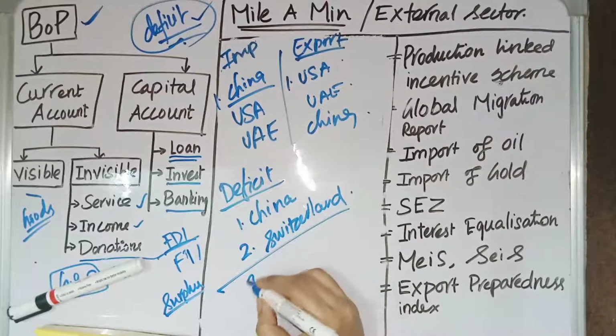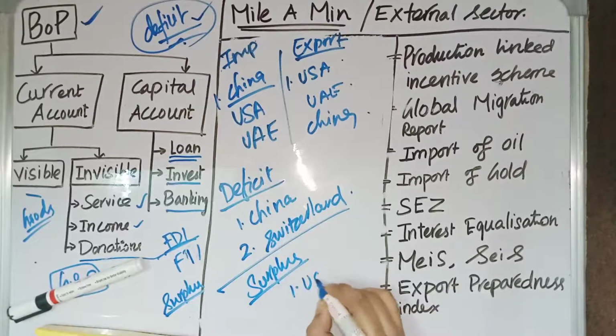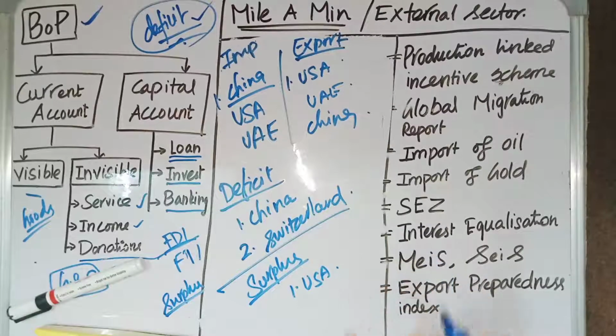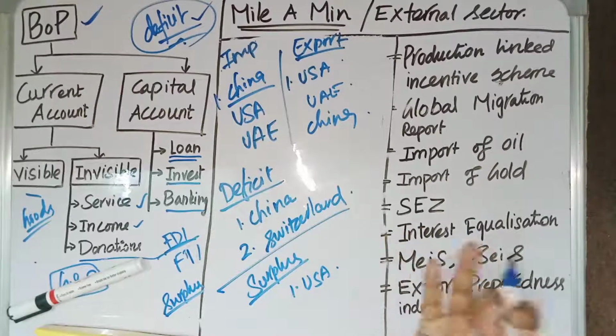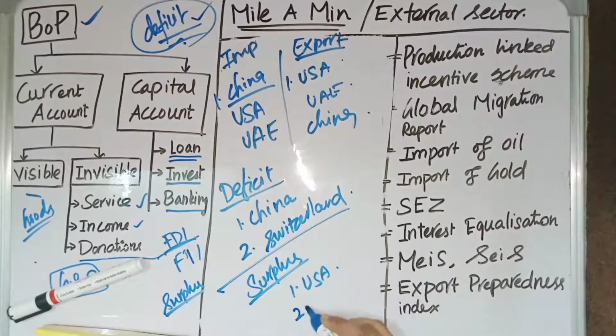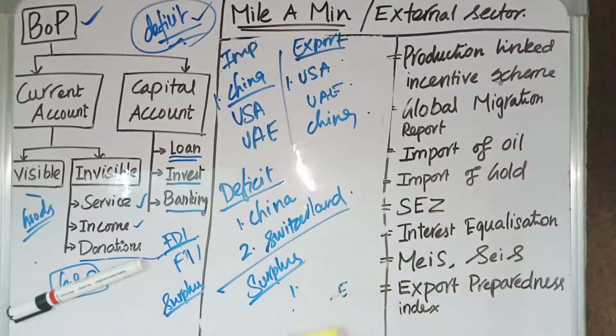And the other countries with which India is having trade surpluses, we have two. One is USA. With USA we have trade surplus. The reason is that to USA we export many textile products, we export services to USA, and we also export some chemical products to USA. Because of this, with USA India has a trade surplus, and with UAE India has a trade surplus. With USA and UAE India has a trade surplus, whereas with China and Switzerland India has a trade deficit.